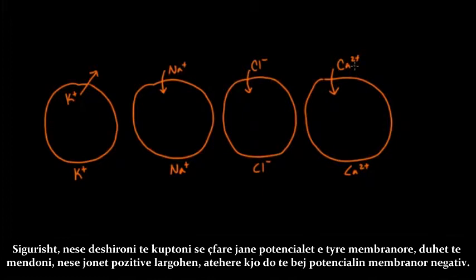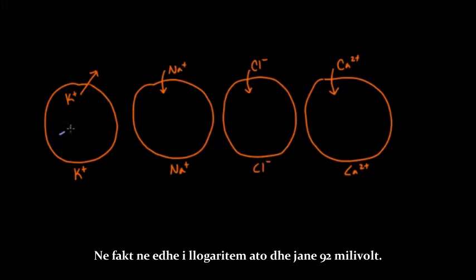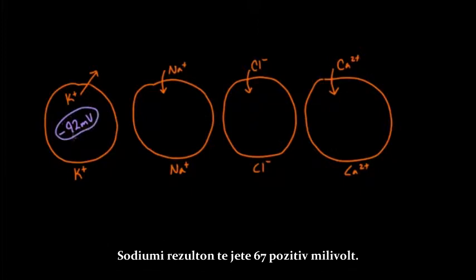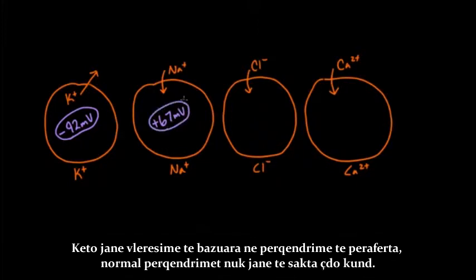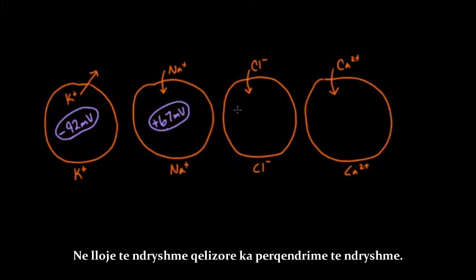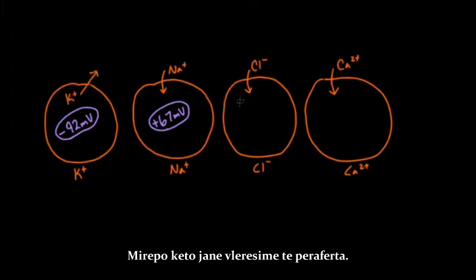And so then, of course, if you want to figure out what the membrane potentials are, you have to think, okay, well, if it's a positive ion leaving, then it's going to make the membrane potential negative. In fact, we even calculated it to be negative 92 millivolts. And for sodium, it turns out to be positive 67 millivolts. And these are estimates based on rough concentrations. Of course, concentrations aren't exact everywhere, and different cell types have different concentrations. But these are kind of rough approximations.